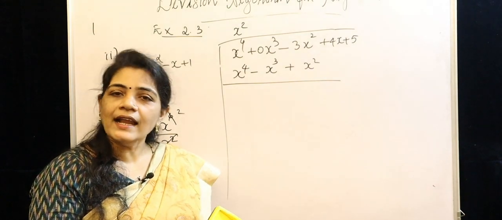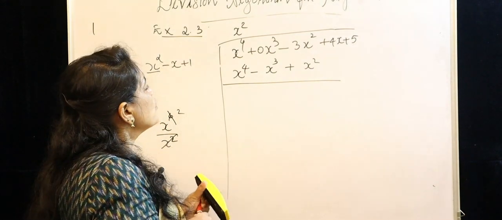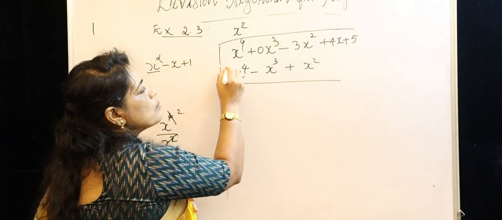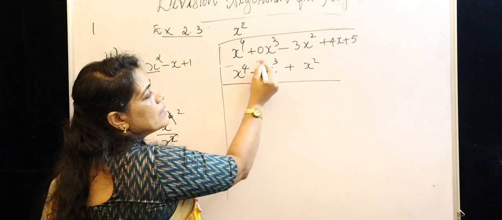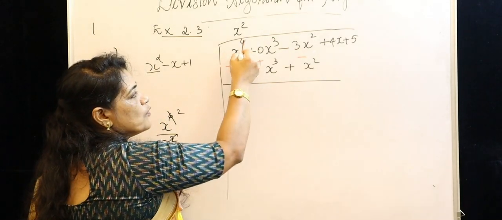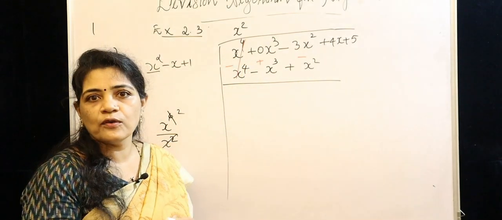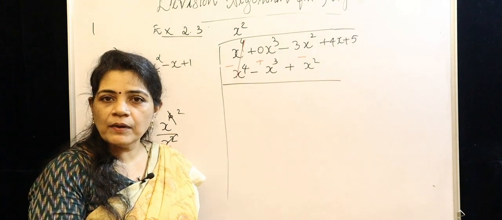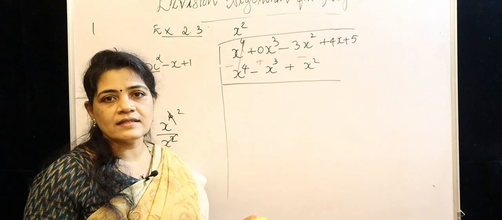Change the sign and add. Okay, that means we are going to change the sign. So minus, this minus becomes plus, this plus becomes minus. So x raised to 4 and minus x raised to 4. Okay, same variable, same power, different sign can be cancelled.